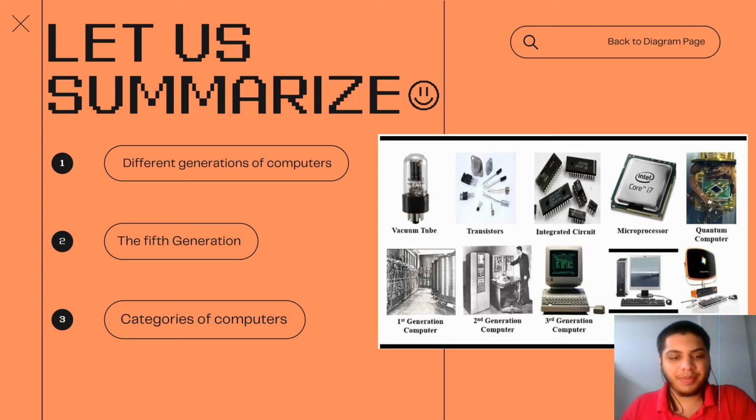Let us summarize. The first generation computers were huge, slow, expensive, and often undependable. Then the transistors replaced the vacuum tube. Integrated circuits were used as an electronic component in the computer. Then the microprocessors led towards the invention of personal computers and microcomputers. The fifth generation computers, where the goal is to develop devices that respond to natural language input and are capable of self-learning and self-organizing. And finally, we saw different categories of computers.